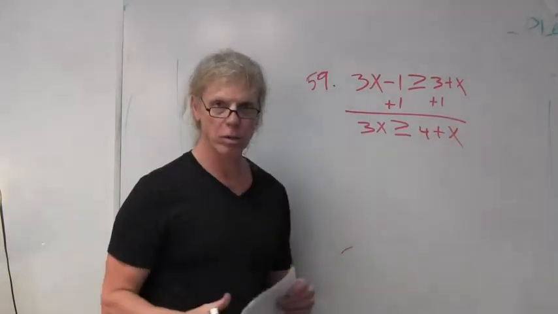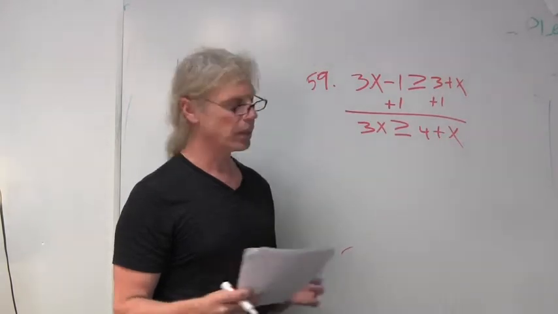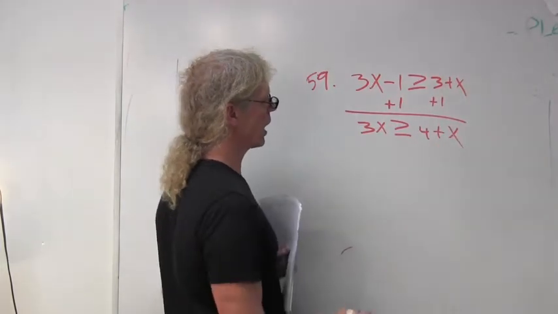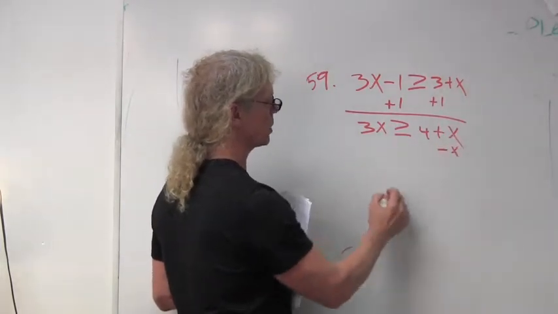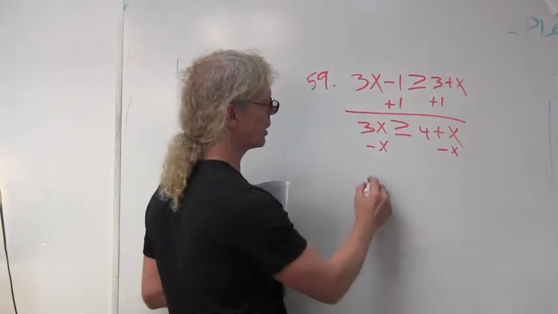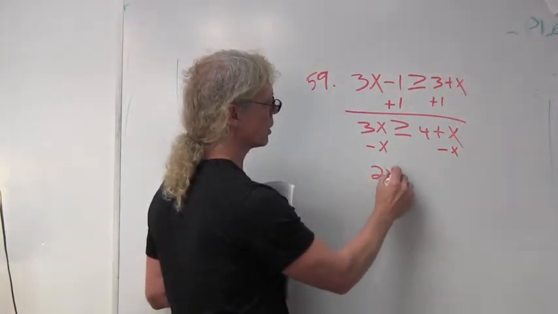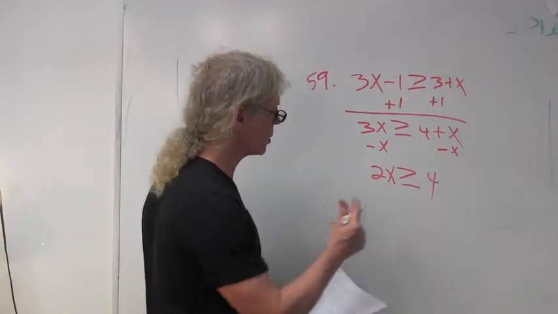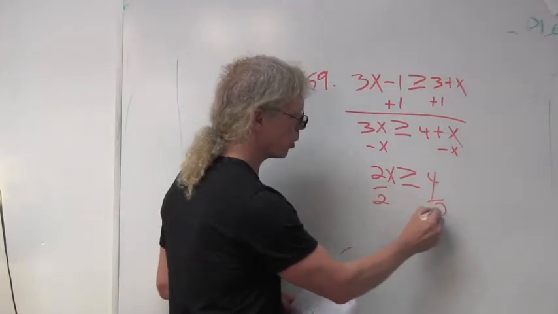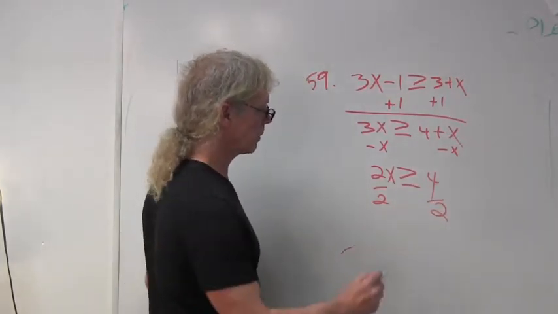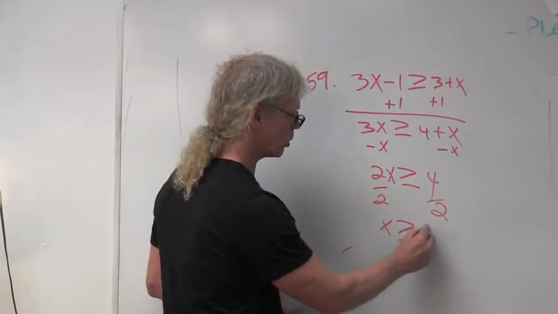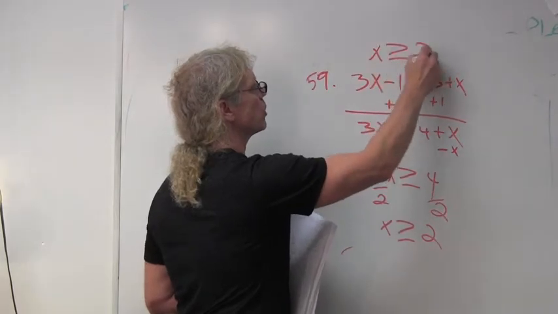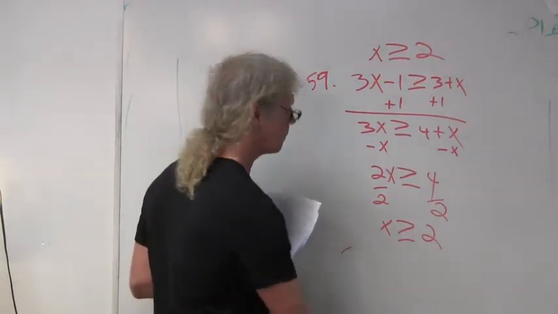It's getting me a little closer to where I need to get. I think I want to get this x over to this side, away from that side. So I'll subtract x from this side, and I'll subtract x from that side. I'll end up with 2x is greater than or equal to 4. We're getting closer. I'm going to divide both sides by 2. That should be obvious at this point. x is greater than or equal to 2.